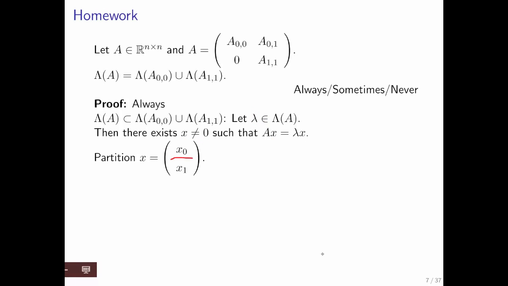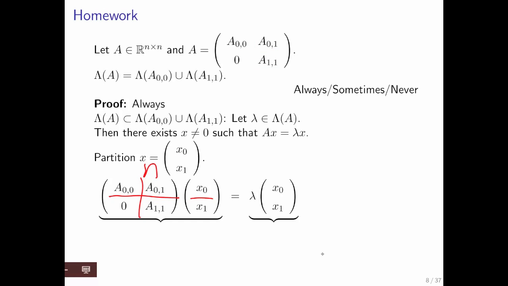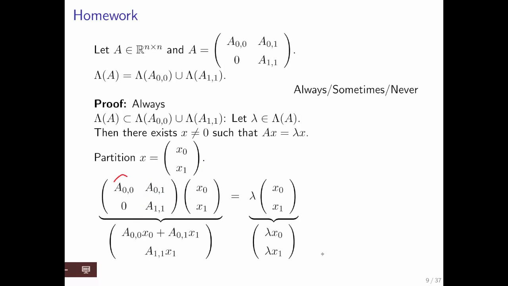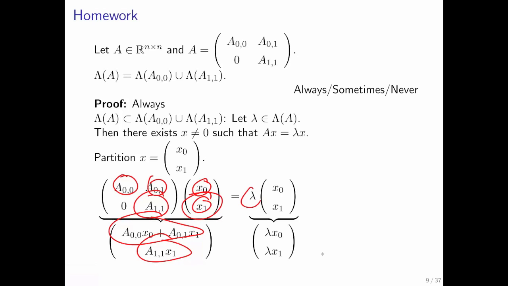So we partition x into x0 and x1, where the sizes of these vectors match the appropriate sizes of the submatrices. So then we know that Ax is equal to lambda x. And if we then multiply this out, we get this right here. We do this times that plus this times that, that's this. And then this times that is that. And then here we multiply lambda times the separate subvectors. Okay, so now things get a little trickier.